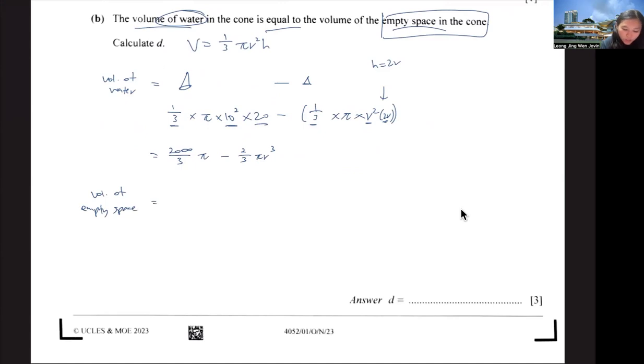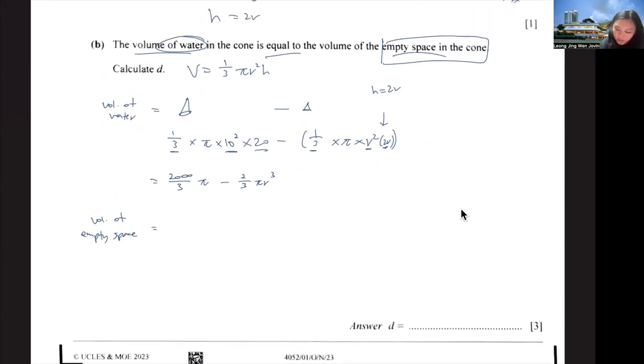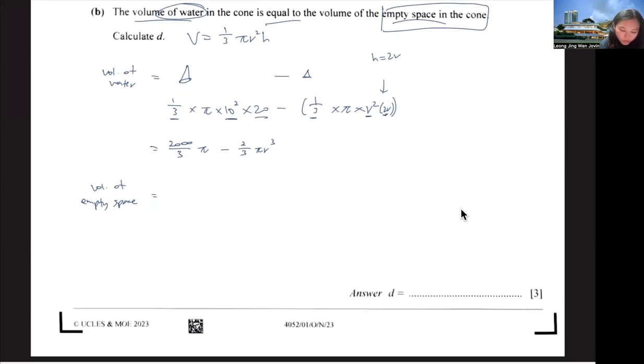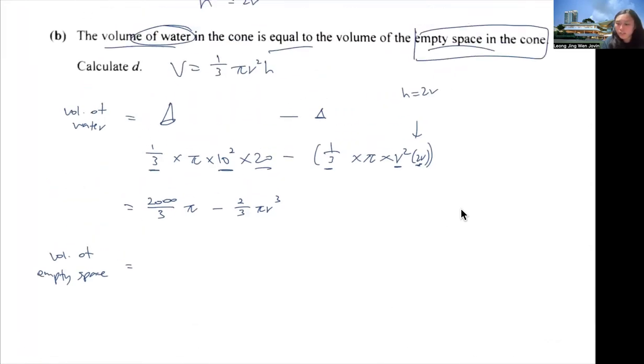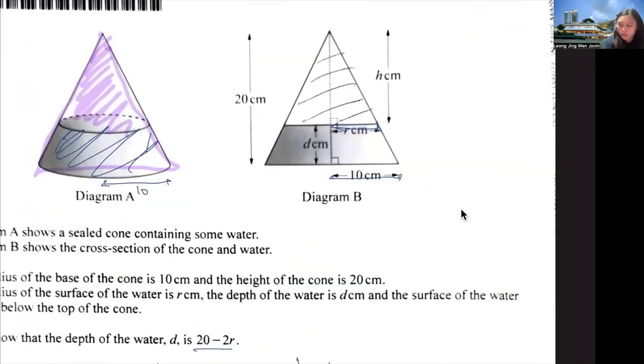Okay, how do I find the volume of empty space? Oh, okay, the volume of water. The volume of empty space is actually what we found out just now, right? It's the small cone over here. Can you see? It's the small cone, this part over here. It's the same cone that we're talking about.